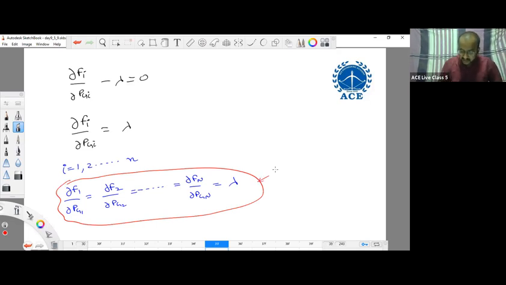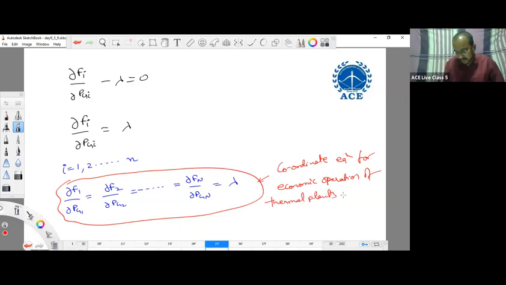So what is this, sir? This is the coordinate equation for economic operation of thermal plants when transmission line losses are neglected. Sir, be patient, sir. I will explain this once again so that you will get a clear idea.